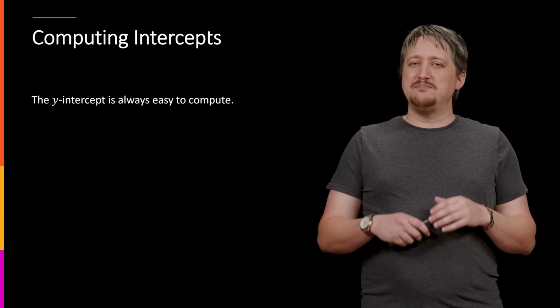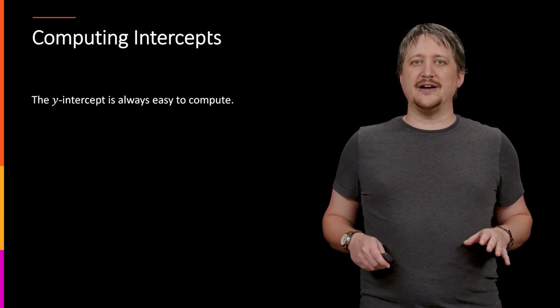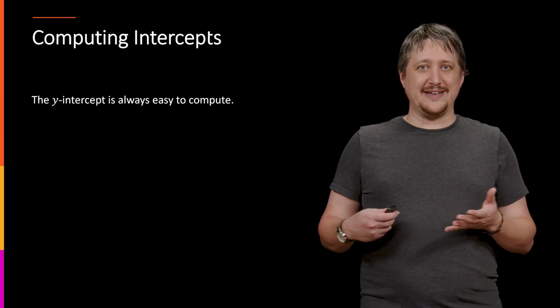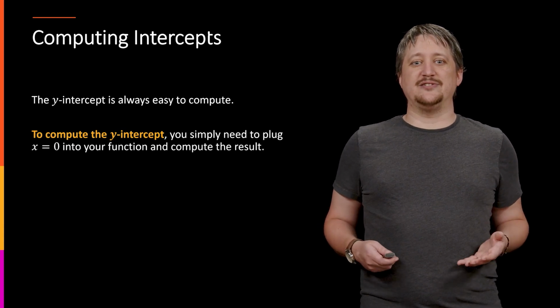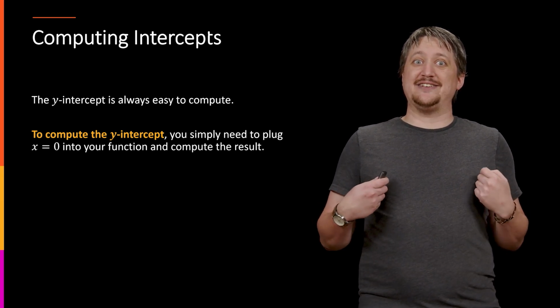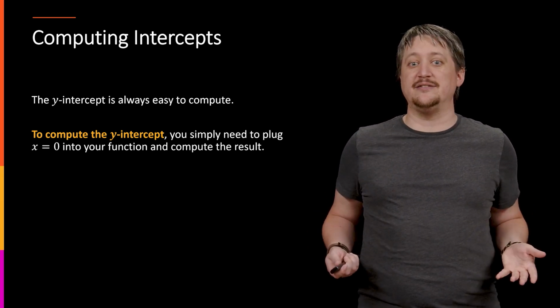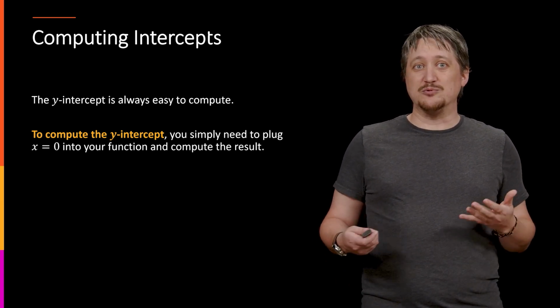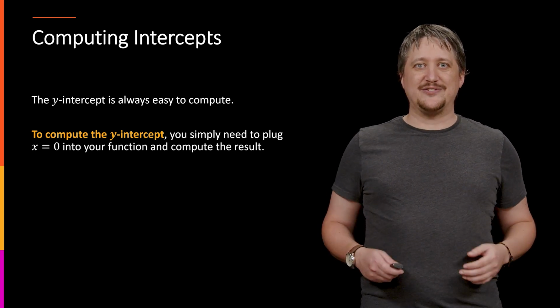So a couple notes about computing these things in practice. The y-intercept is always easy to compute. The reason is that the y-intercept occurs where x is 0, and where x is 0, you can just plug into your function, right? Functions are designed to take in x values. You know the x value, plug it in and compute. So it's at least straightforward, if not always easy, depending on how gross the function is.